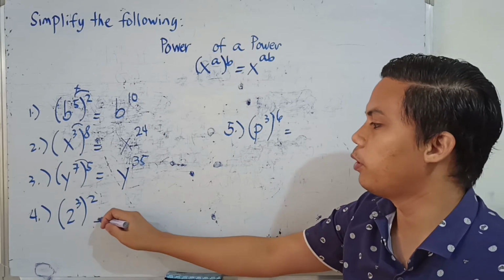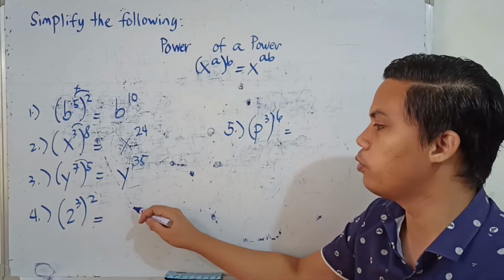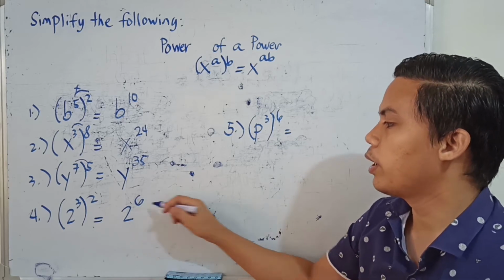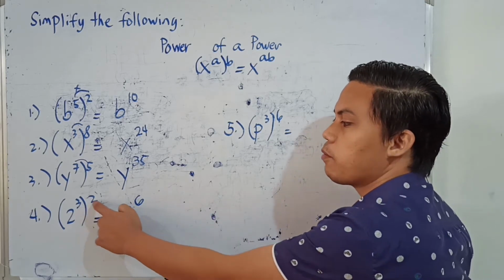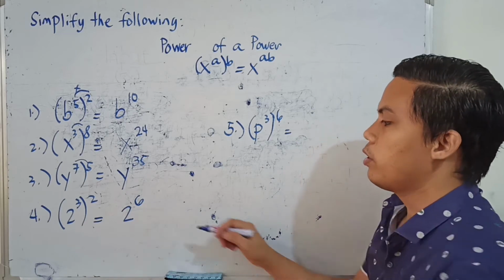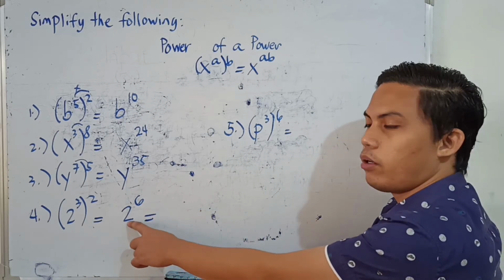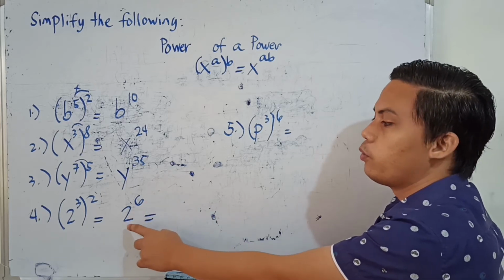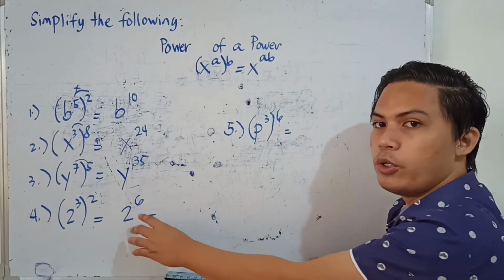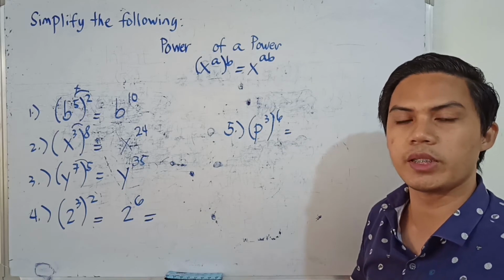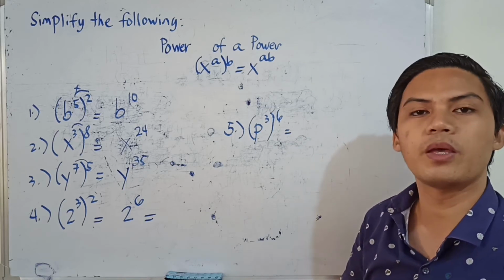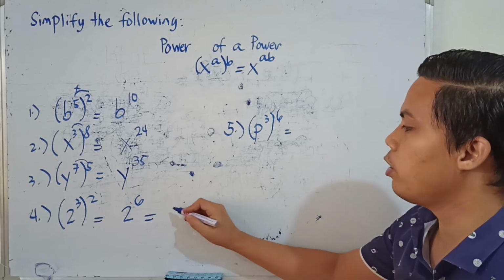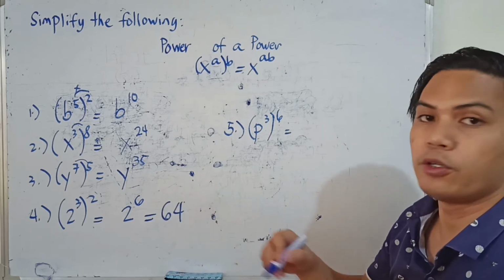And fourth example, we have 2 cubed raised to 2. So that is 2 raised to 6. Okay, 3 times 2 is equal to 6. So since yung base natin is a constant or a number, then we can still simplify this one. So 2 raised to 6, ibig sabihin nito we're going to multiply 2 to itself 6 times. So we have 2 times 2 times 2 times 2 times 2 times 2. And the answer is equal to 64.